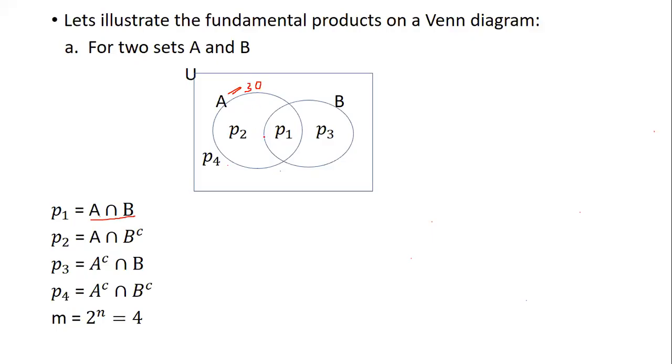So now I know A is 30. I know P1. How can I get my P2? We subtract: A is equal to P1 plus P2, so P2 is A minus P1. Yes, sir. Good. So therefore, what is A? A is 30.